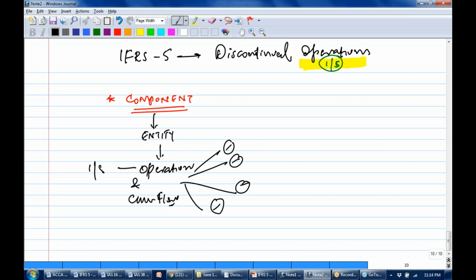Whatever operations we are going to disclose, their presentation should be available for their income statement.